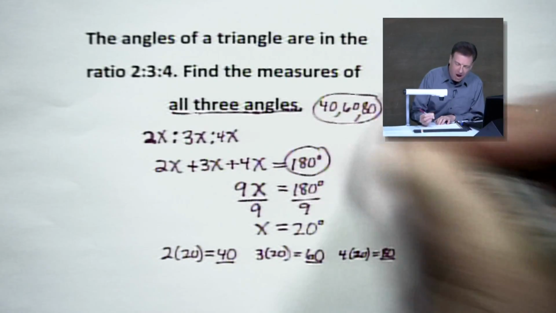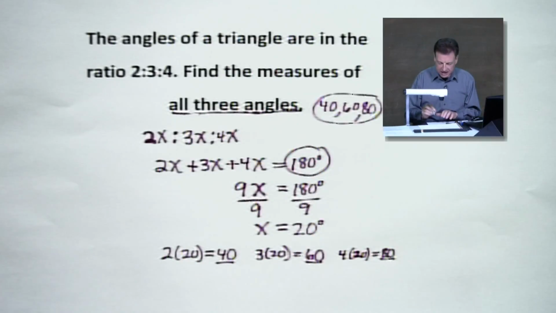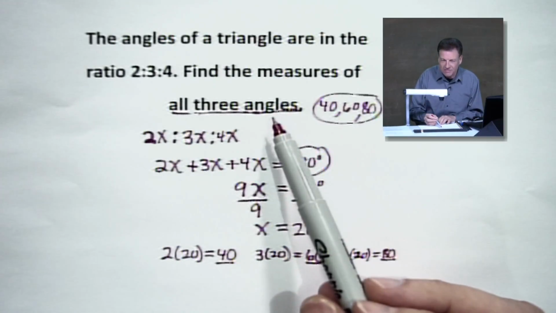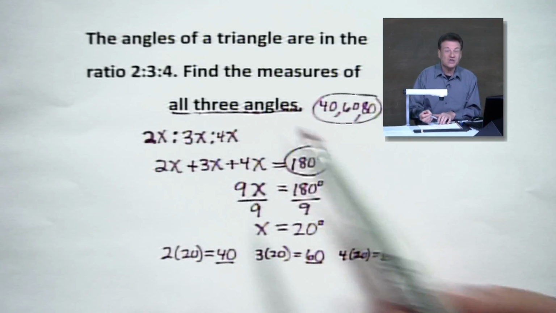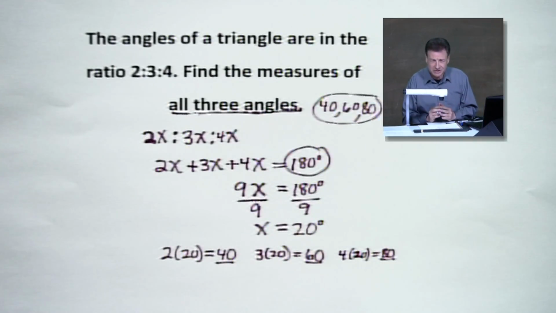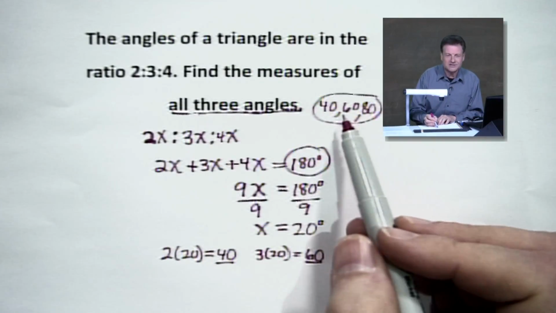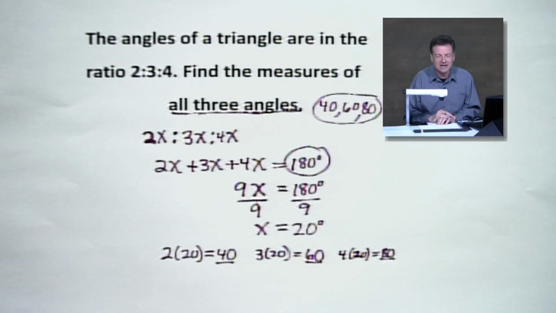I use a problem like this for the simple reason I want you to be careful, folks. I want everybody to be careful, because 20 was not the answer to the question, was it? You always have to read very carefully to find out what it is you're looking for. And once you find x, it's going to help you get to the answer of your question. In this case, there were three of them: 40, 60, and 80.